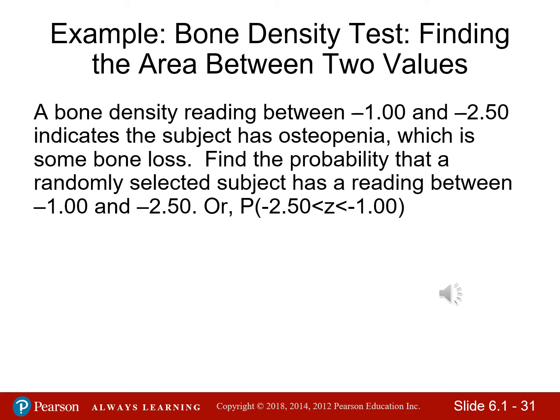Let's consider another example using our bone density test, but this time we will find the area between two z-values. A bone density test between -1 and -2.5 indicates the subject has osteopenia, which is some bone loss. Let's find the probability that a randomly selected subject has a reading between -1 and -2.5, or the probability that -2.5 is less than z is less than -1.